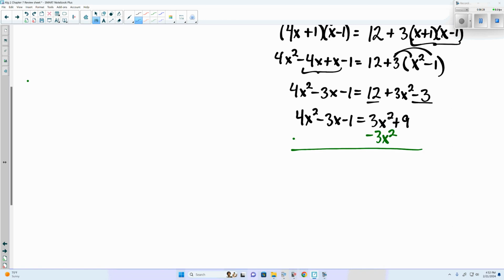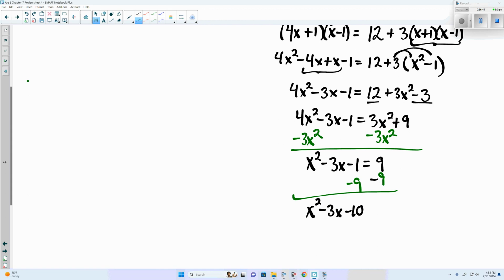Now since we do have x squared terms, we need to get this equal to 0. 4x squared minus 3x squared is x squared. Minus 3x minus 1 is equal to 9. At this point we can subtract 9 from both sides, giving us x squared minus 3x minus 10 is equal to 0.